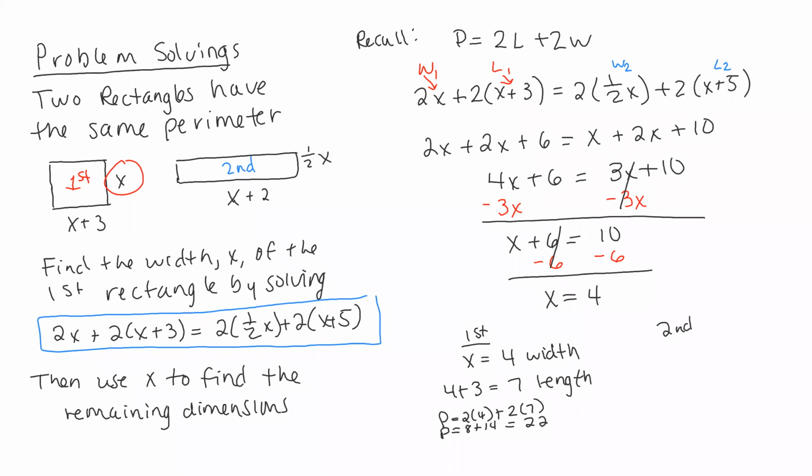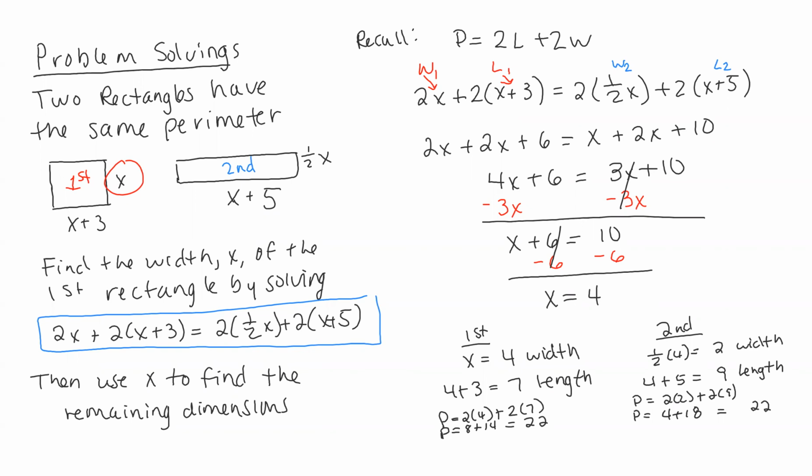Now let's double check the second. So we get 1/2 x, which is 4. So 1/2 x is 2. That's the width of the second rectangle. And then I get x, which is 4 plus 5. You know what? I have a typo all the way at the very beginning. This right here was a 5 all along. I don't know why I wrote it down as a 2. So 4 plus 5 is 9. That's the length. So let's check the perimeter. The perimeter is going to be 2 times 2 plus 2 times 9. That's going to give us 4 plus 18, or 22.